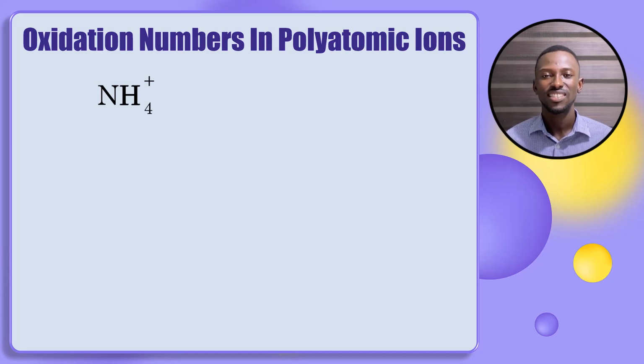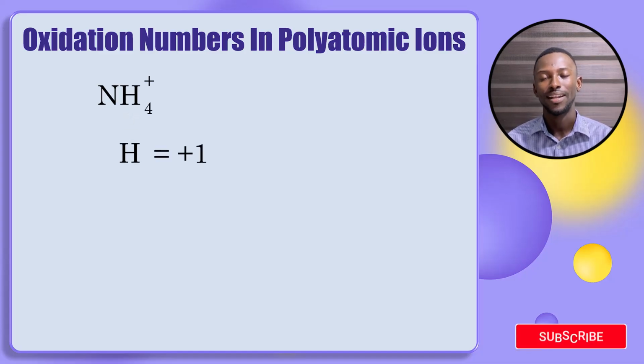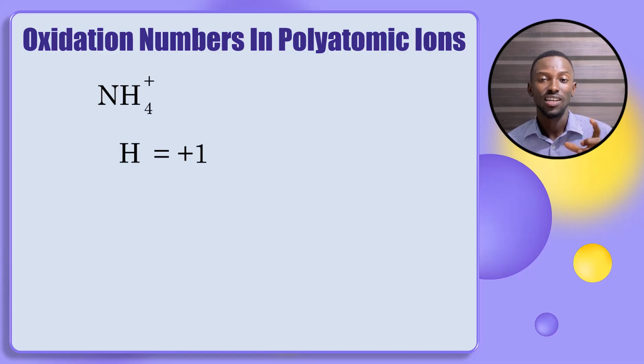What is the oxidation state of hydrogen in this ion? The oxidation state of hydrogen in this ion is +1, which we already know. If you have not watched our video on the oxidation state of hydrogen, it being +1 or -1, then watch that video so that you get to understand why this is +1. But let's write this out, +1.